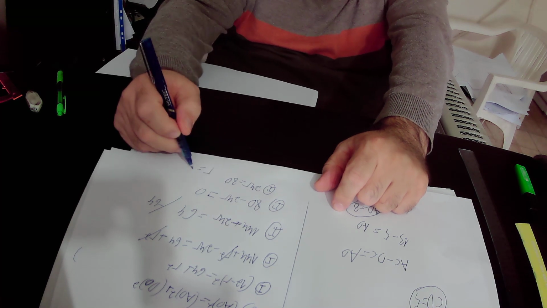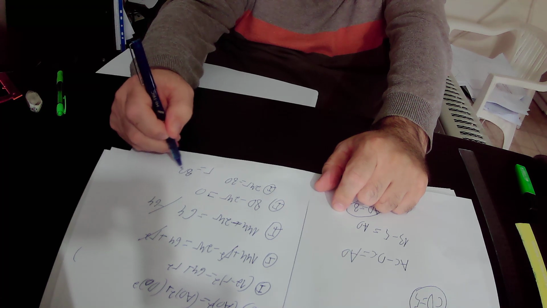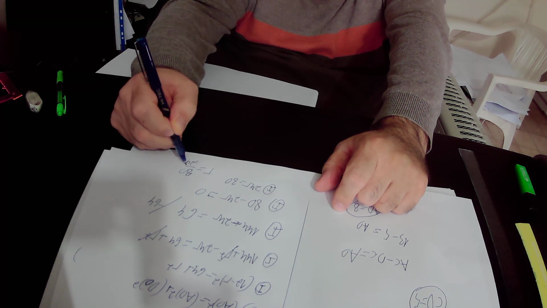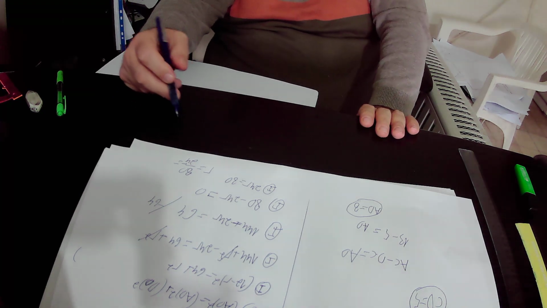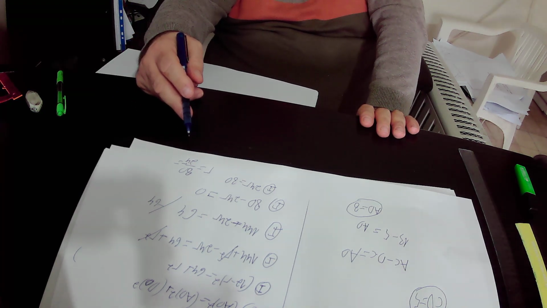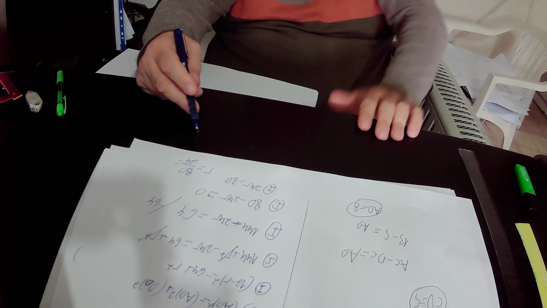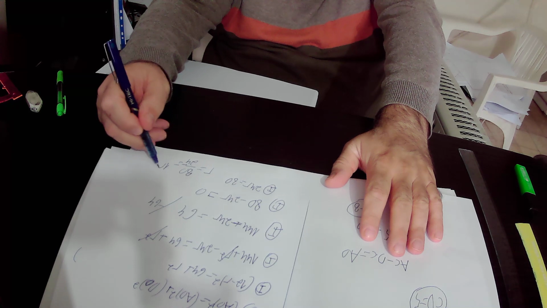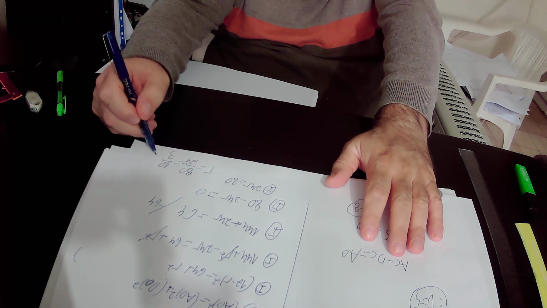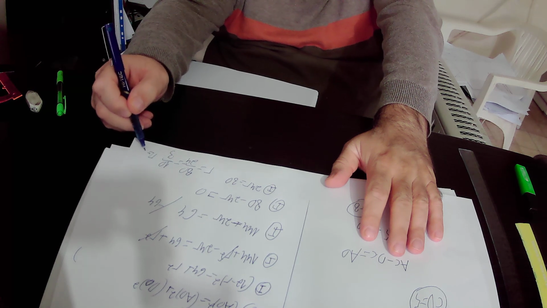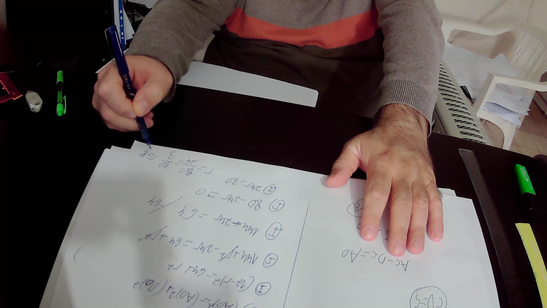80 over 24. We will divide both the numerator and the denominator of this number by 8, and we will get that 80 over 8 is 10, and 24 over 8 is 3. So in conclusion, we found that the radius of the semicircle equals 10 over 3 units.